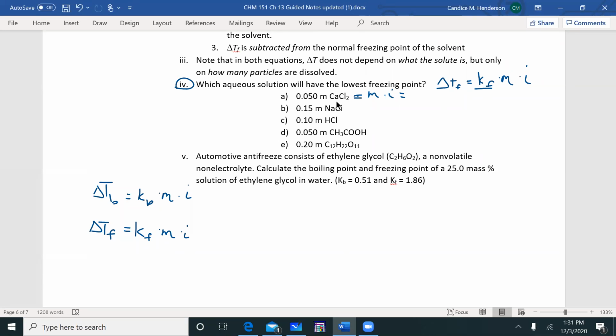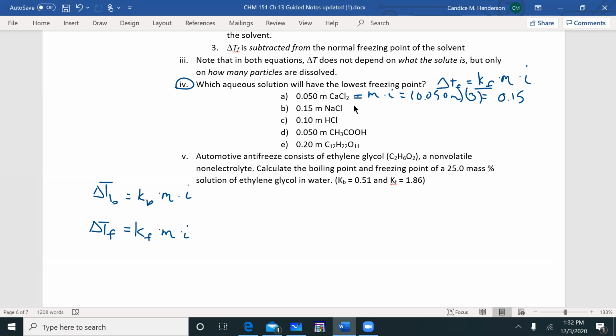So for this one here, I've got CaCl2 and its molality is 0.050. So I'll plug that in as 0.050 molality, and I'm going to multiply it by my i factor. My i factor here is 3, right? A calcium and 2 chlorines, or 3 particles. So we'll multiply by 3, and I get a value of 0.15. And this is sort of unitless, so don't stress too much about that.